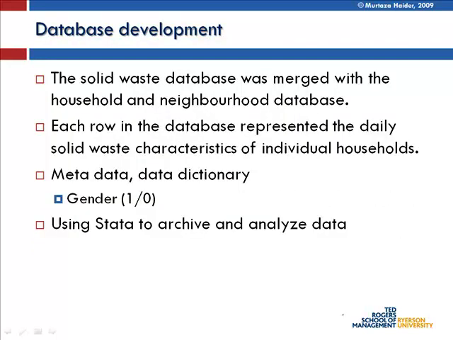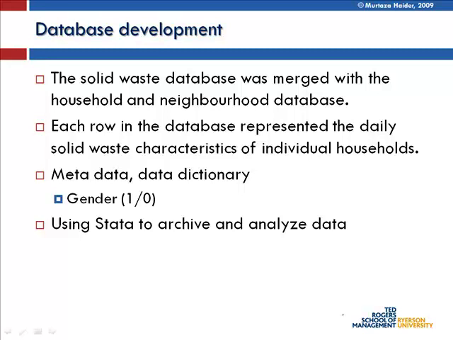Now comes the stage where we actually have collected the information and now we develop the database. Right? So all that waste that was collected, sorted and weighed was recorded in a paper format and then it was transferred into a computerized database. And then once the solid waste weighing data were collected and put in a database, it was merged with the information on households, right? Because you know now how much waste is being collected from each household, but you need to know how many people live in that household, how many people are male, female, children, and size of the housing unit, and so on and so forth. So the two databases, the household demographic data and the data on solid waste, were merged before any analysis was done. So each row in the database represented the daily solid waste characteristics of the individual household.